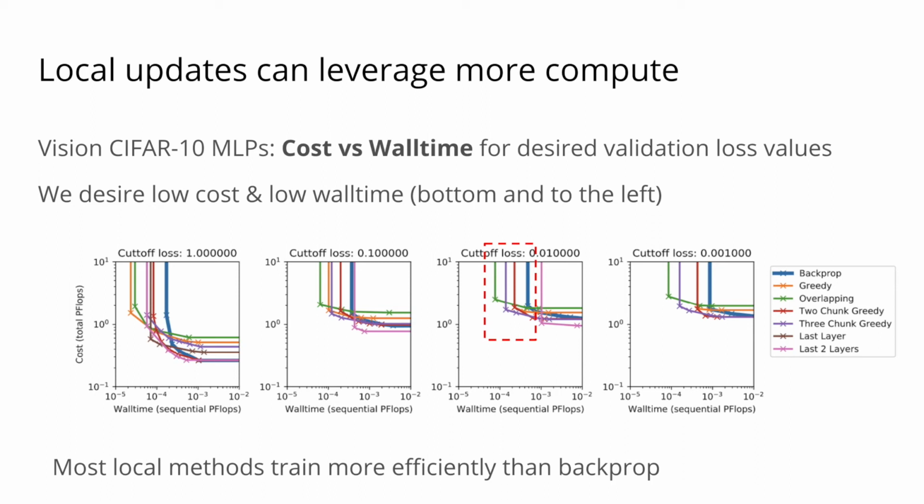Finally, there's no situation on any of these plots where backprop is actually part of the Pareto frontier, suggesting that no matter where you want to be on this trade-off, using one of these local methods is desirable.